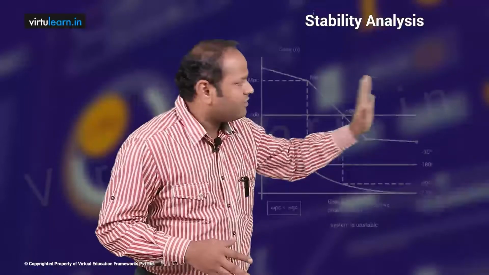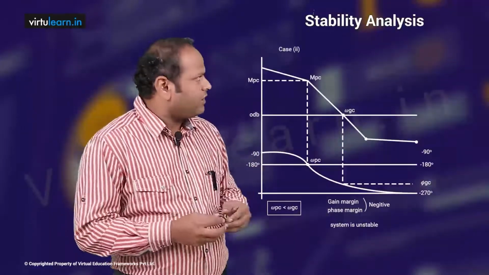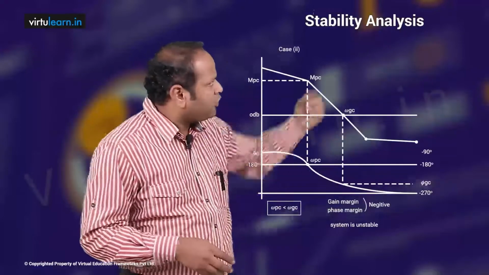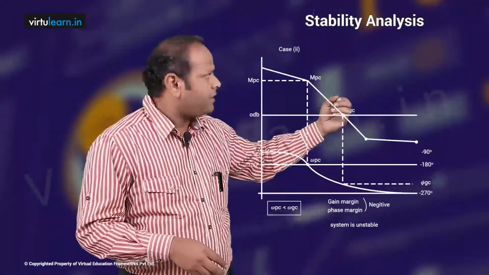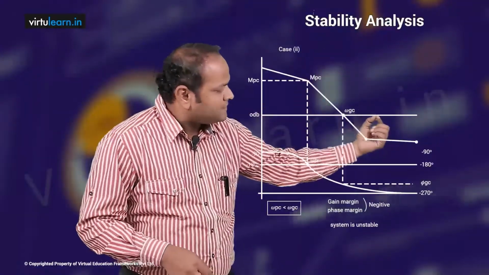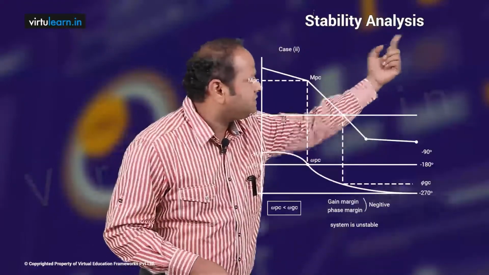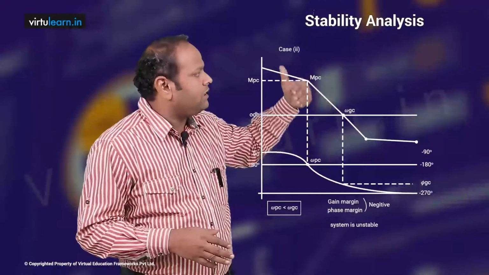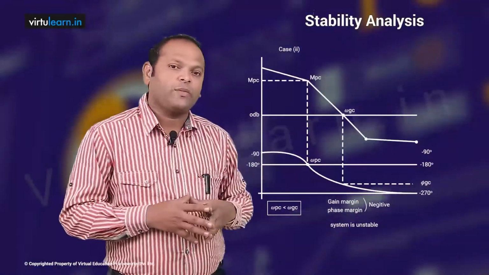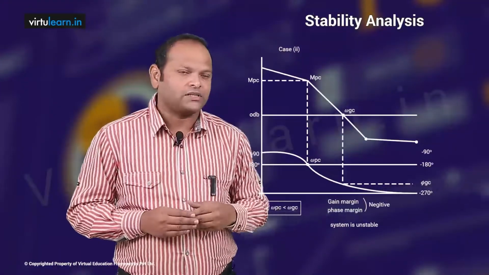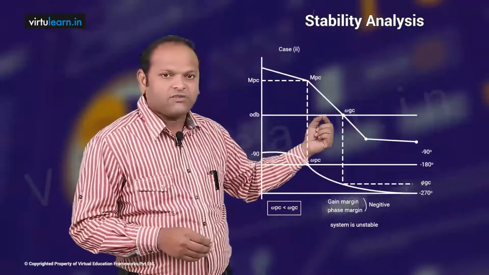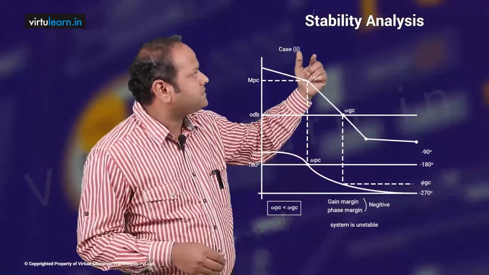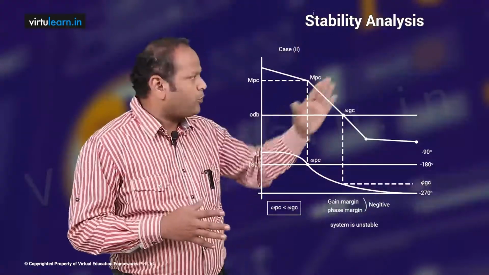Similarly, look at the second one. Again I have the magnitude and phase plots, but there is a small change in this case, where omega pc is here and omega gc is there. So omega pc is less than omega gc, or I can say omega gc is greater than omega pc. Then where will the phi gc value be? Phi gc is below 180 degrees and MPC is above the 0 dB line, just opposite to this.